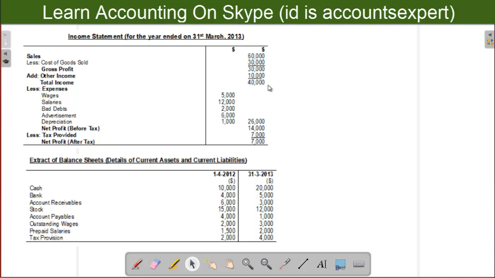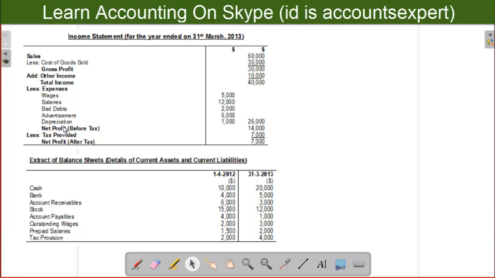And we got the total income, and total income is $40,000. From that total income we subtracted expenses, and in expenses there are wages, salaries, bad debts, advertisement, depreciation. Then we got net profit before tax, and then we subtracted tax provided. How much tax provided? 7,000. And after that we got net profit after tax, and that is 7,000. So this is our income statement.